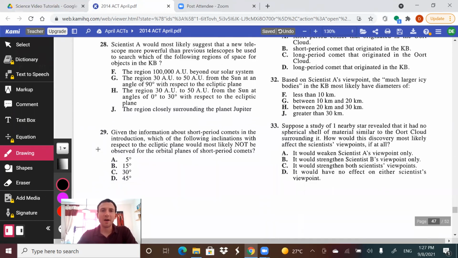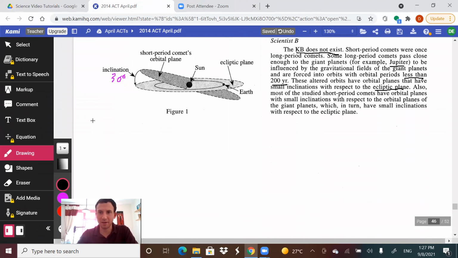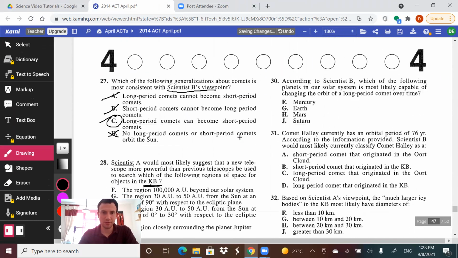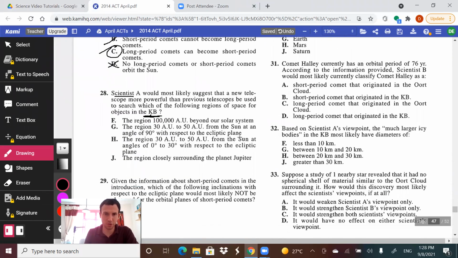Okay. 28. Scientist A would most likely suggest that a telescope more powerful than previous telescopes, so we're talking about scientist A, be used to search which of the following regions of space for objects in the KB. So scientist A, if you remember, does believe in the KB, and scientist A tells us that the KB is between 30 and 50 AUs. So that's where he would tell us to search, or she.